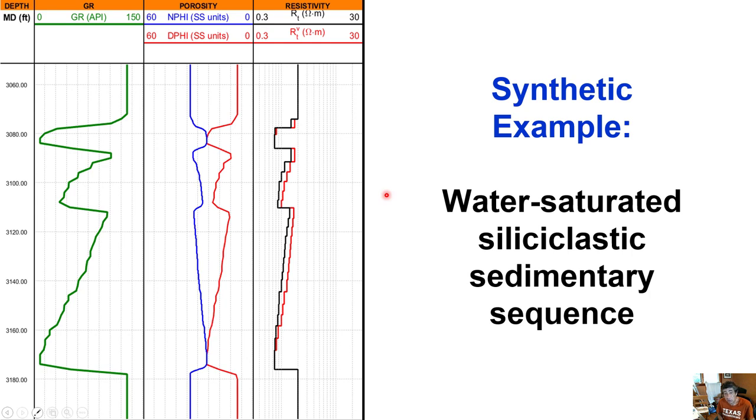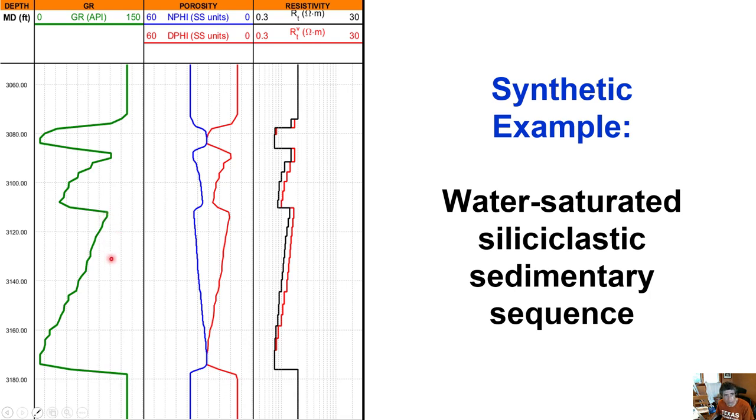So let me just introduce a synthetic example that I'm going to be using in this quick PowerPoint presentation to illustrate, to highlight and emphasize the most important points. There are two components of this synthetic example. I have one rendering in which all of the sandstone layers here are water saturated. And subsequently, I have one in which all the sandstone layers are gas saturated.